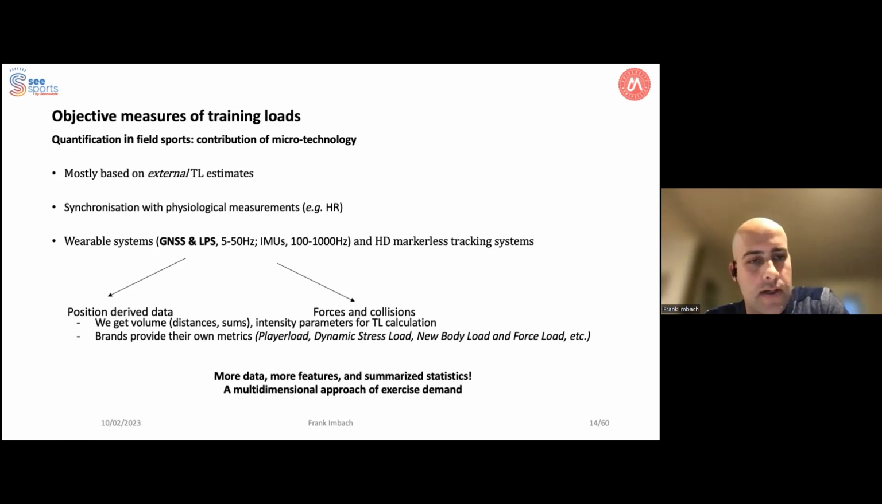And each brand provides its own metrics. If you take, for example, Catapult, which brings the well-known player load, dynamic stress load, and so on. It's just so many features proper to companies, but still interesting. So yes, we have more data, more features, and mostly summarized statistics. So these are statistics for one session. And it brings us a multidimensional approach of exercise demand.